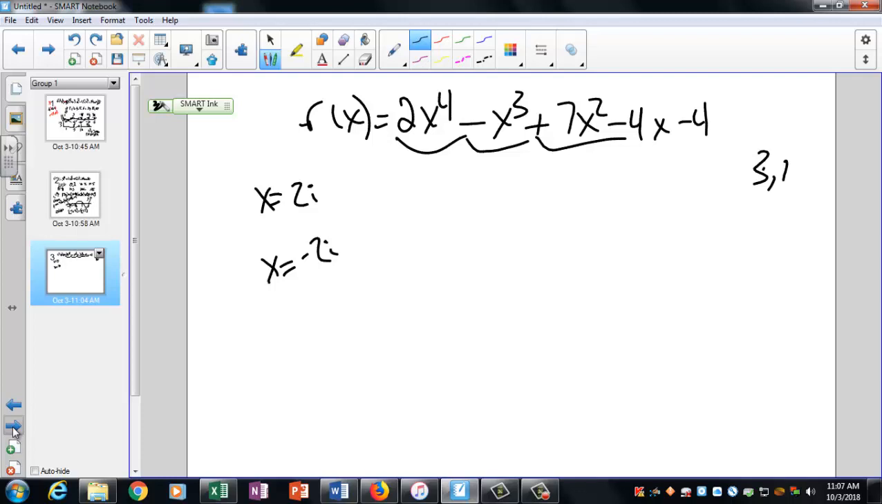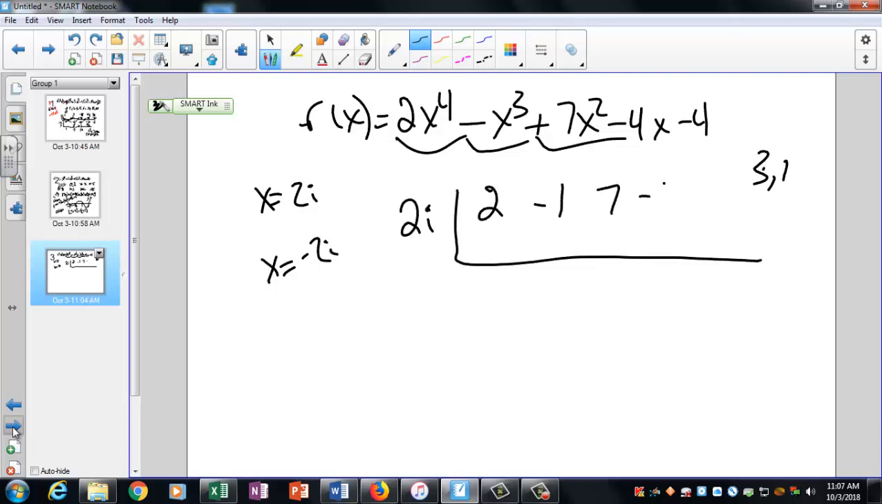Now, how do I use that information? Because some people go, "Yeah, okay, fine, I believe you now. I don't know what to do with it." Well, there's two ways to do it. Number one is just go synthetic division on this thing. Now, synthetic division is going to be a little bit harder, because you're going to end up with a bunch of real and complex portions that are going to be kind of screwy. But it would look like this.